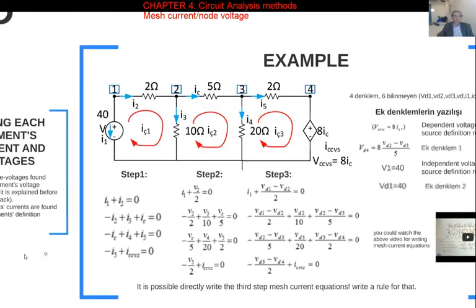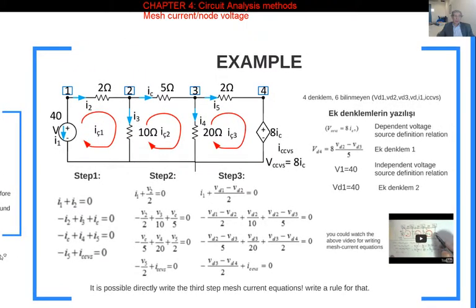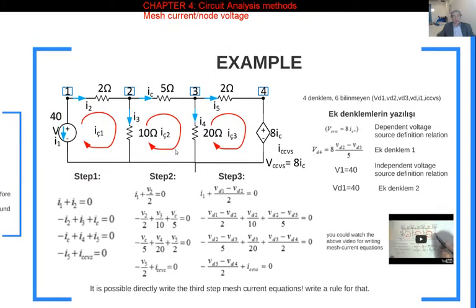So let's examine an example. Here you are, there is a circuit here. In this circuit we've got 7 elements. Altogether we would have to write 14 equations if we were going to use the classical method to analyze this circuit. So we are saying we are not going to use the classical method, we will use the node voltage method. We've got 4 nodes here, 1, 2, 3, 4. This one is ground.